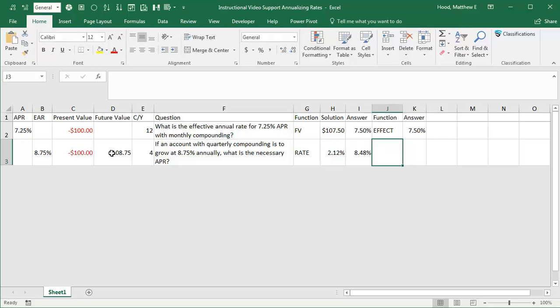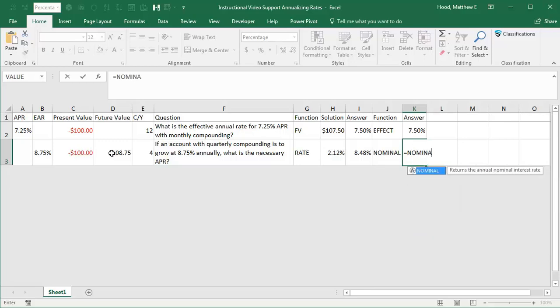Excel has a function for this as well. It's called NOMINAL, which doesn't require you to do any work besides putting in the effective annual rate and the number of compounds per year. And you get the 8.48%. So 8.48% with quarterly compounding will grow at 8.75% every year.